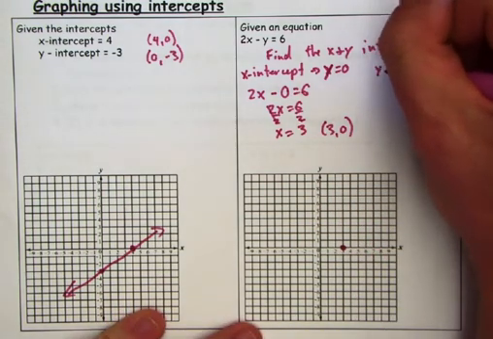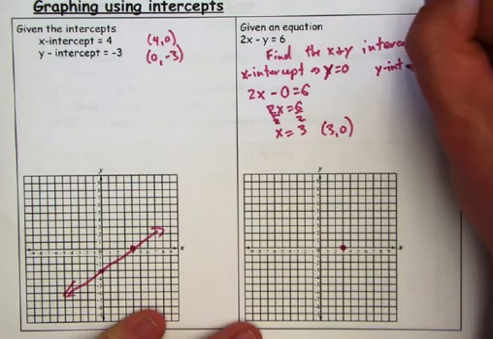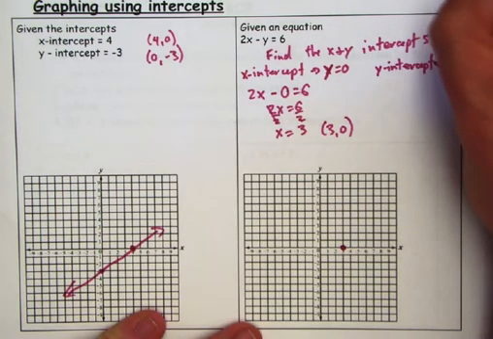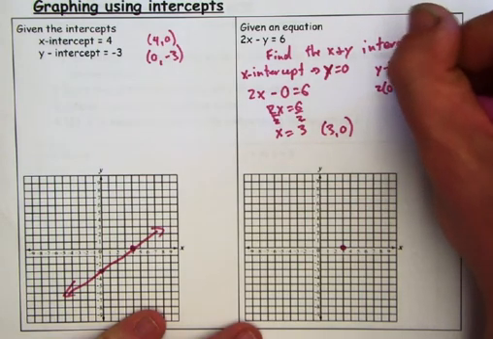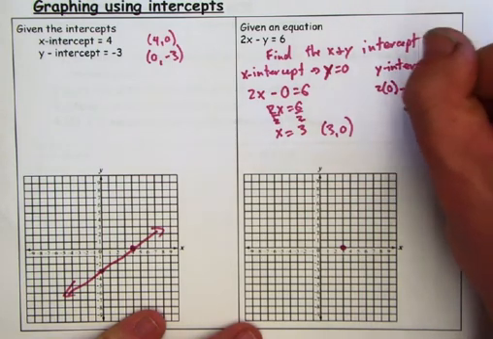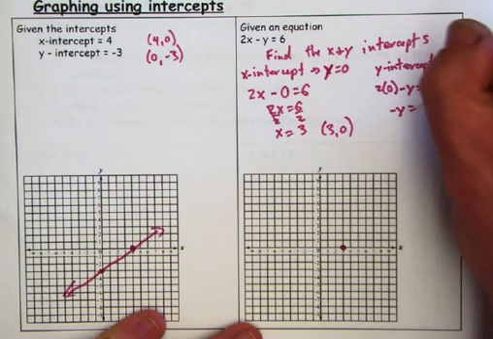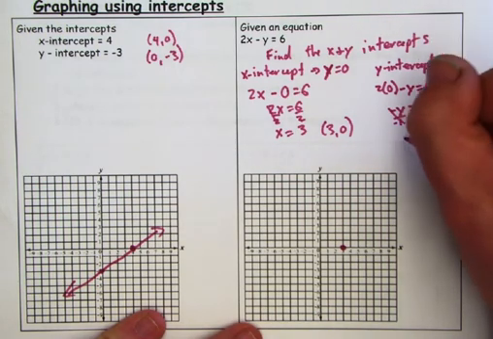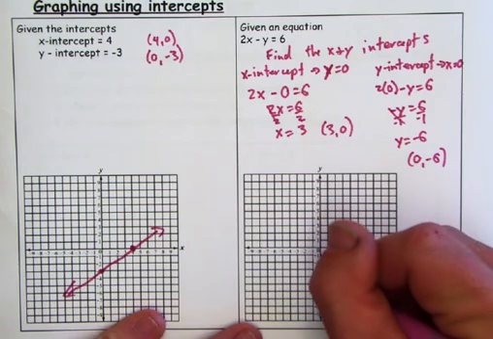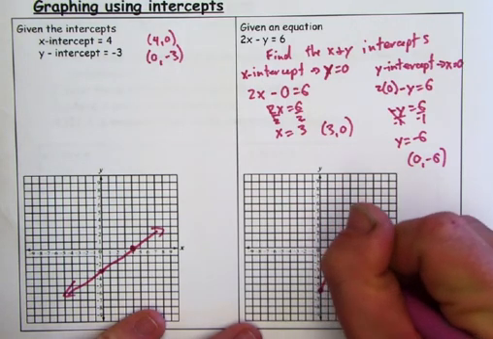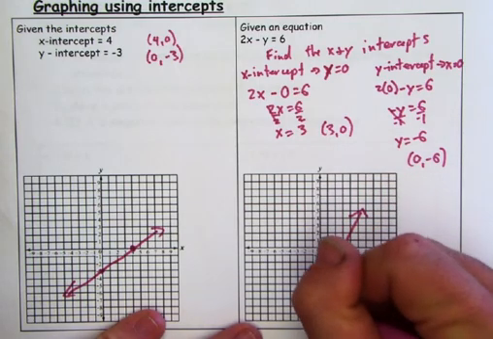To find the y-intercept, guess what? We're going to set x equal to 0. 2 times 0 minus y equals 6. Minus y equals 6. Divide by negative 1, get rid of that, and y equals negative 6. So at (0, -6), we've got that. So 0, 1, 2, 3, 4, 6. And we have a line.